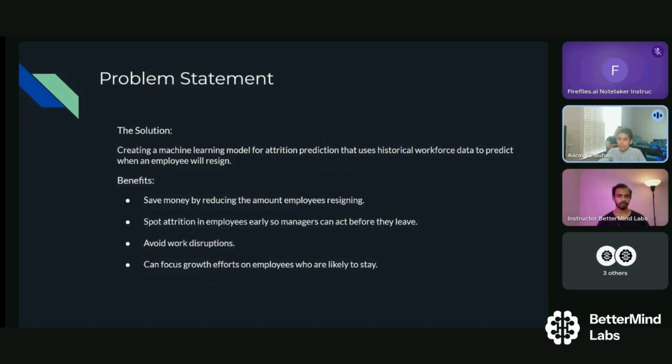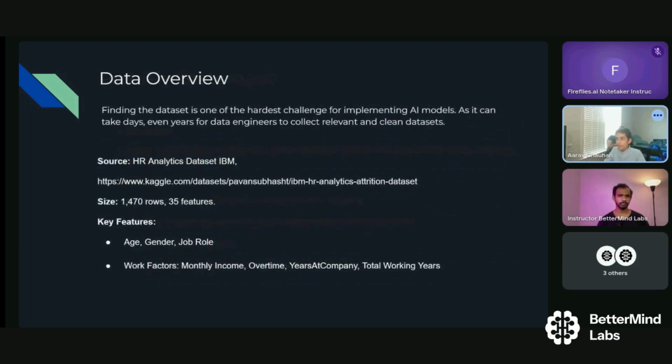Now let's talk about the data. Finding the data set is one of the hardest challenges in implementing an AI model, as it can take days, even years, for data engineers to collect relevant and clean data sets. But in our case, there was a pre-made data set called HR Analytics Dataset by IBM. It has 1,470 rows with 35 features. The key features are age, gender, job role, monthly income, overtime, years at a company, and total working years.